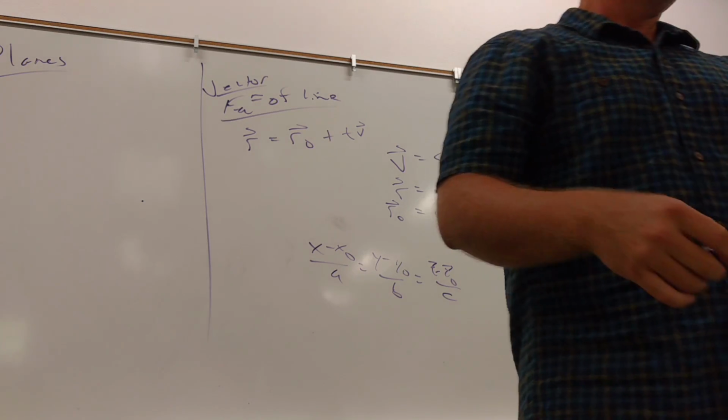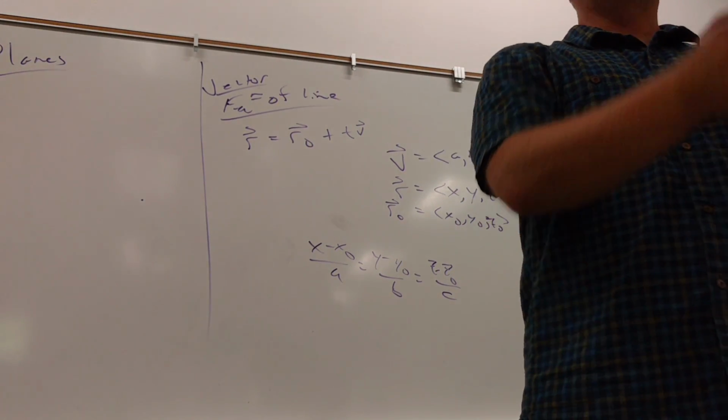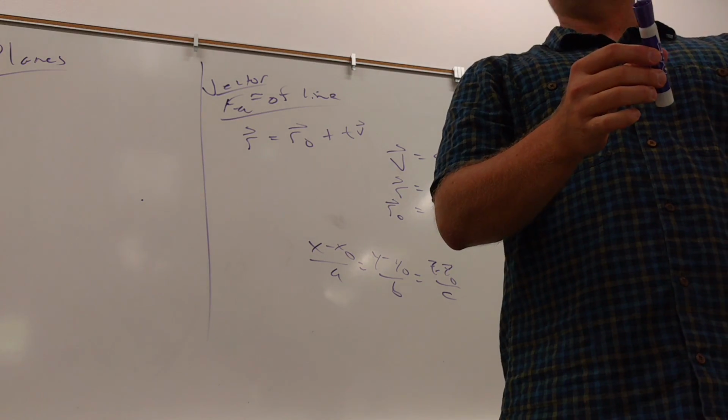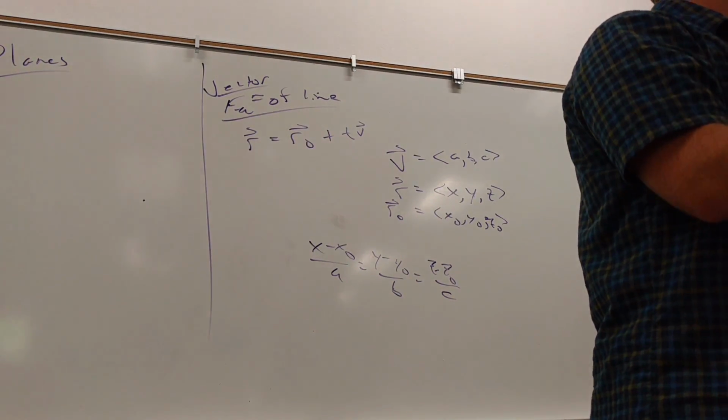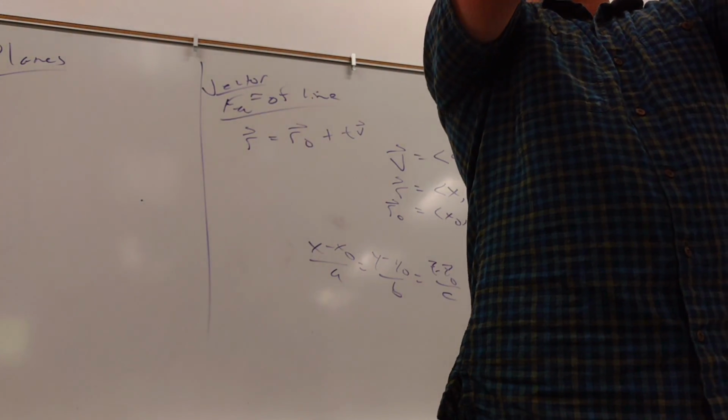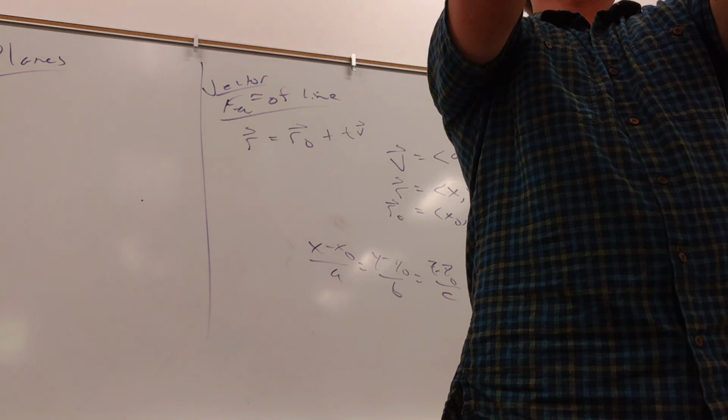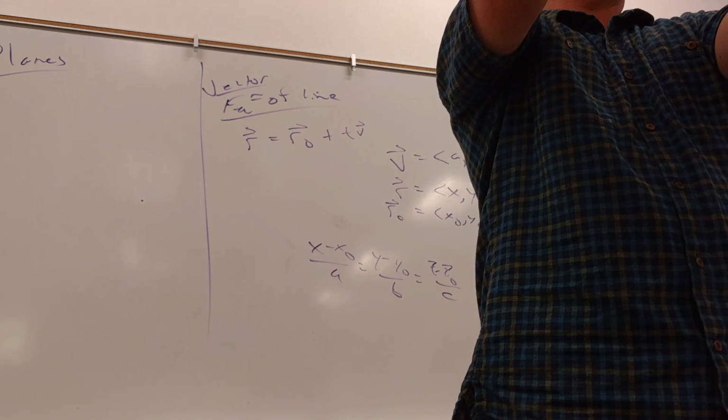Don't think too much about it. It's not infinite, infinite, infinite, but it's just an infinite number. Are you understanding so far? Any line sits on an infinite number of planes, because there's an infinite number of planes that contain that line.